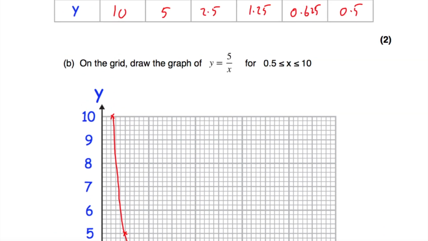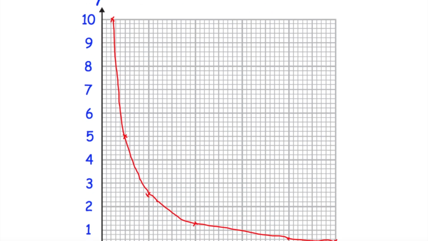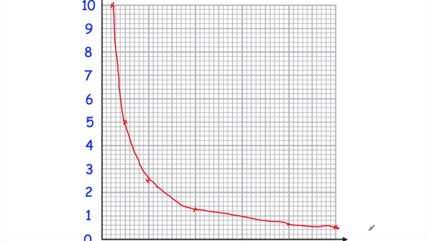And that's it. So we've drawn the graph of y equals 5 over x for values of x between 0.5 and 10, and it looks something like that. And again, you notice it approaches the x-axis and approaches the y-axis, but never reaches either of them.